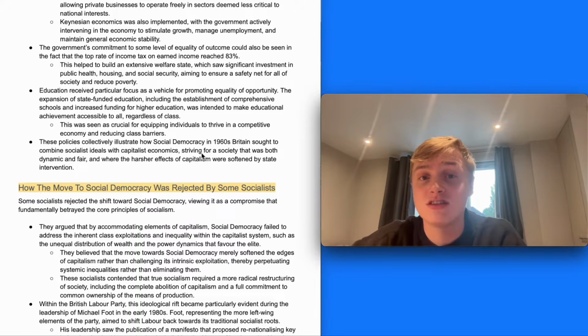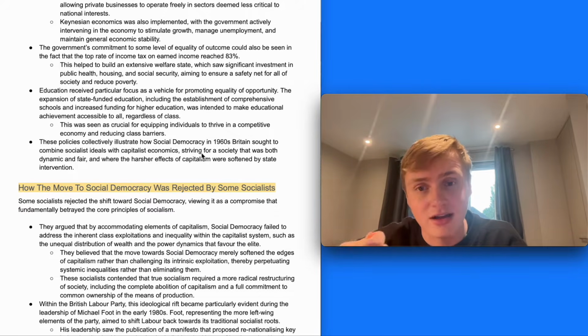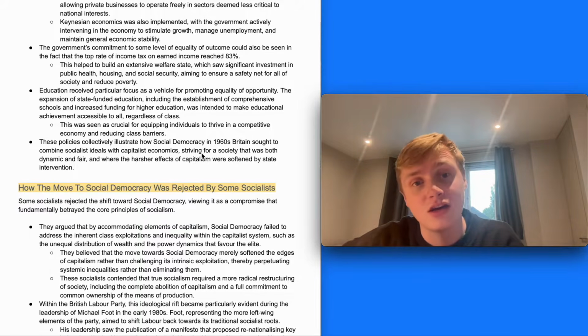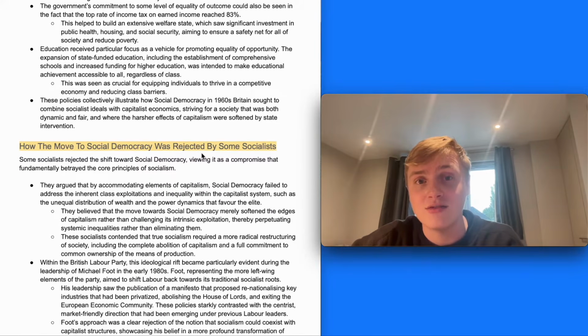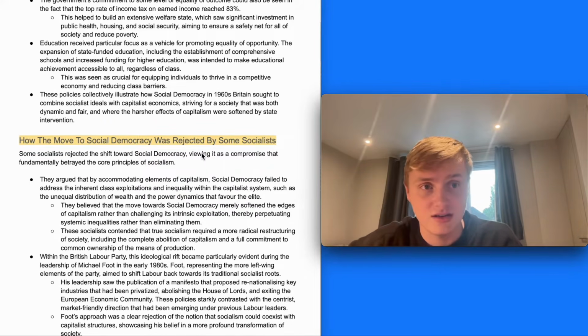You can see their commitment to some level of equality of outcome in the fact that the top rate of earned income was 83%, and they sought to redistribute somewhat, especially through investing in a big welfare state, public health, housing, and social security to provide a safety net for all and reduce poverty in society.